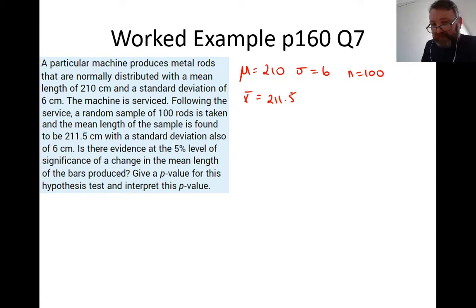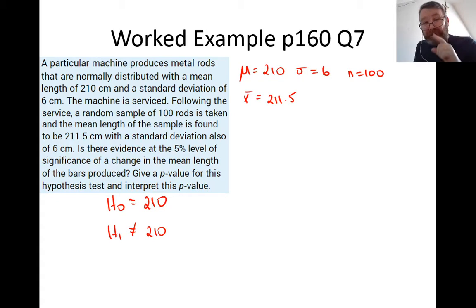Now, therefore, I need a null hypothesis. I need an H0 and I need an H1. Remember what I told you about H0? H0 is always equal to the mean of the population. In this case, the mean of the sample is found to be 211.5. Is there enough evidence to suggest a change? Okay, H0, my hypothesis is no change, it's still equal to 210. My alternative hypothesis will be not equal to 210. So your null hypothesis refers to the population. Just keep that in mind.